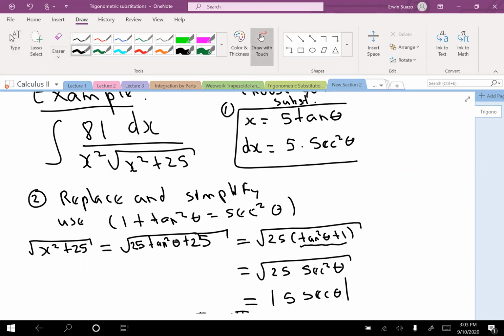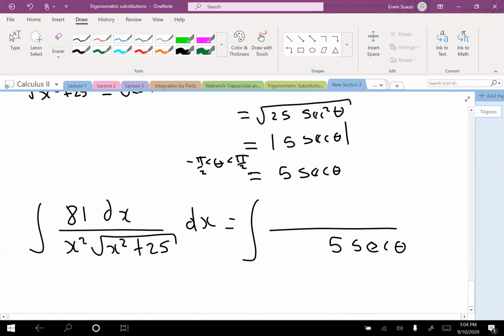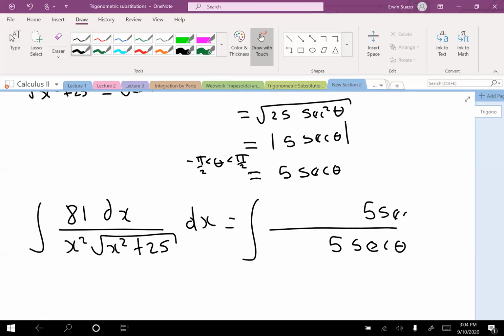So here, don't forget to replace d theta. If you are finding the derivative with respect to theta, then you have to write d theta. So instead of dx, I'm going to write 5 secant squared theta d theta. And now I have some hope because secant and secant squared, one of them is going to cancel. So now I have 81, and I have x squared.